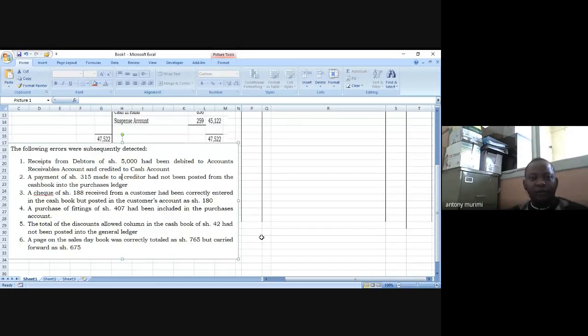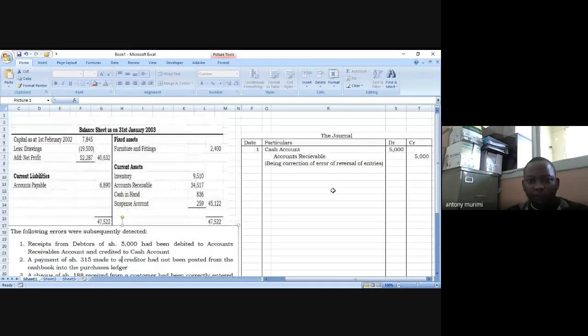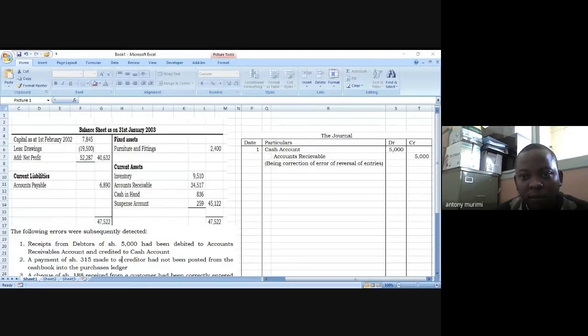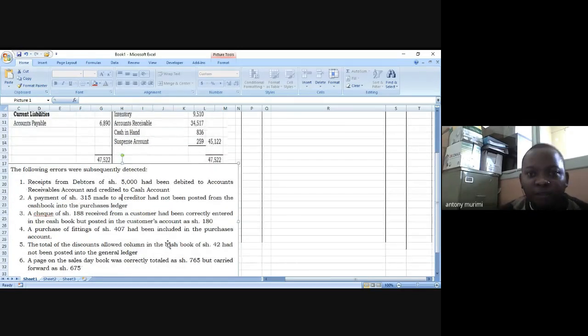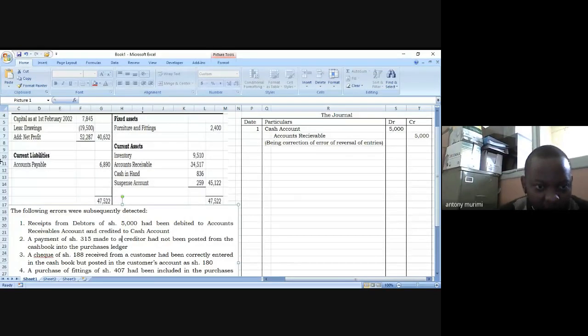That is number 2. A payment of 315 shillings made to a creditor has not been posted from the cash book to the purchases ledger. Oh, sorry. I've forgotten to post the original amount.